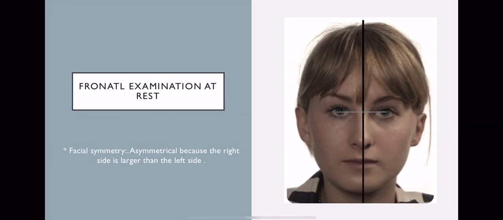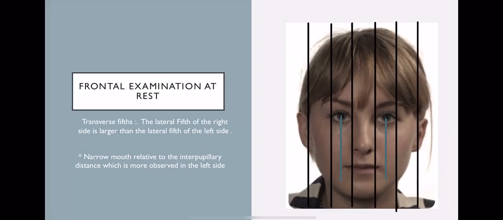The facial symmetry, the facial midline shows asymmetry because the right side is larger than the left side. The transverse fifth, the lateral fifth of the right side is larger than the left side, and we have narrow mouth in relation to the interpupillary distance, which is more observed in the left side because of the facial asymmetry.